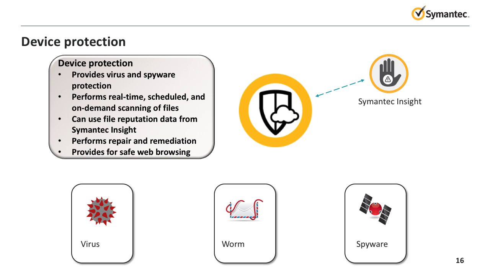Insight maintains data on both Symantec and community-based ratings for known files that can be used to improve performance by skipping known good files and increase the chances of discovering new threats and malicious files.